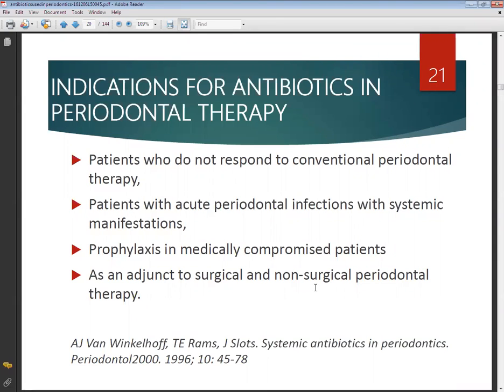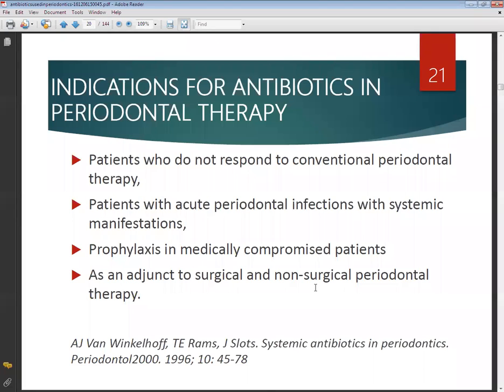The second indication is patients who have active infections, for example pericoronitis, necrotizing ulcerative gingivitis, and periodontal abscess. In those cases we give systemic antibiotics. So this is the second indication for use of antibiotics in periodontal therapy.